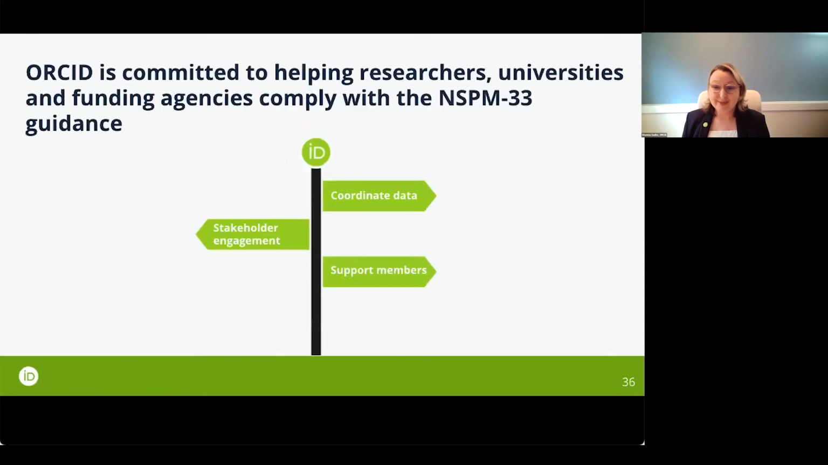So we've talked a lot about what everybody else in the research ecosystem is doing, but what about ORCID? What are we doing? So we're looking forward to coordinating the data listed in the NSPM 33 guidance document with the federal agencies. We're communicating with key stakeholders, raising awareness of this new expectation and how we can help organizations to meet their new requirements as easily as possible. And of course, our members and our communities of practice, we're actively speaking with them through events such as this, and the two ORCID consortia are keenly supporting their communities as well.